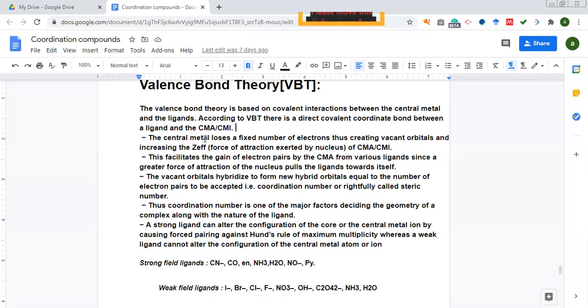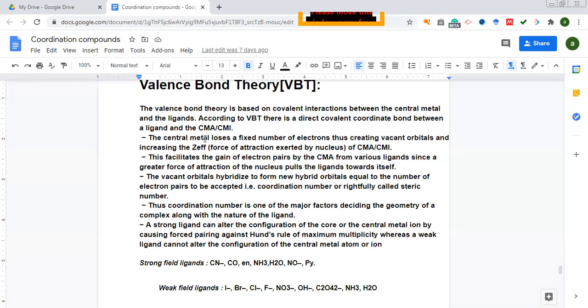Suppose the central metal atom undergoes sp hybridization. In sp hybridization, how many vacant orbitals will overlap? Two vacant orbitals, one s and one p orbital. That means the central metal atom or ion is going to accept two lone pairs of electrons from the ligand, so it provides two vacant orbitals, one from s orbital and one from p orbital. These two orbitals undergo hybridization, known as sp hybridization, and this sp hybridization imposes linear geometry on the complex compound.